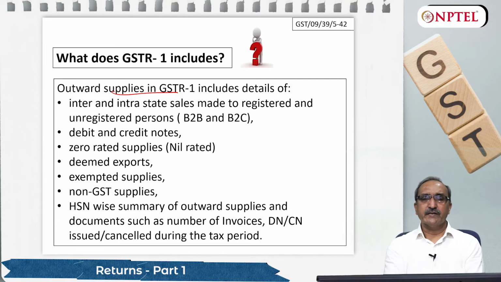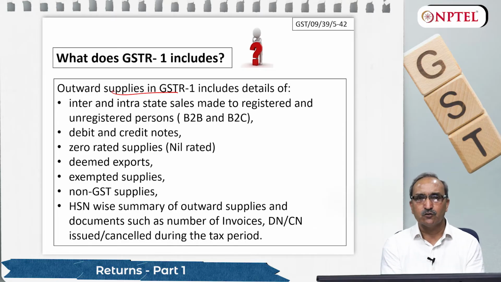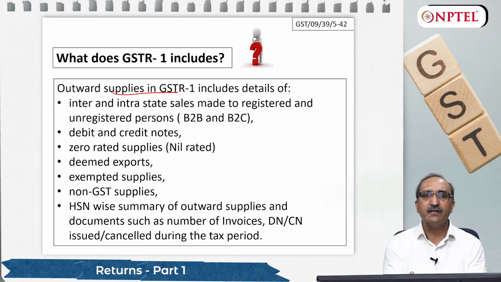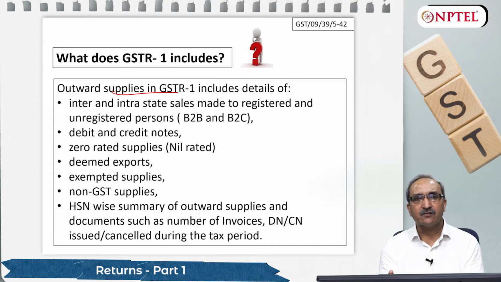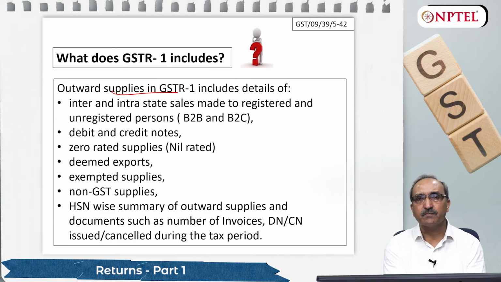So the first point here is asking for inter and intra-state sales made to registered or unregistered persons. So if I am selling goods to registered as well as unregistered persons, means B2B transaction and B2C transaction, in both cases I have to fill data, I have to upload data separately. For interstate sales, I have to file data for registered person separately, unregistered person separately. Same within the state, intrastate: for registered person separately, unregistered person separately.